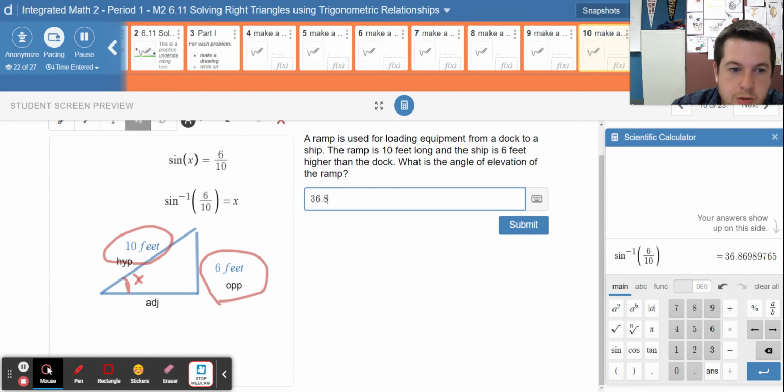So another way we can confirm is using a different trig ratio. We don't have all three sides, but we can calculate this adjacent side by using the Pythagorean theorem. And if we did that, we would get a length here of 8. So I could use, for example, cosine.